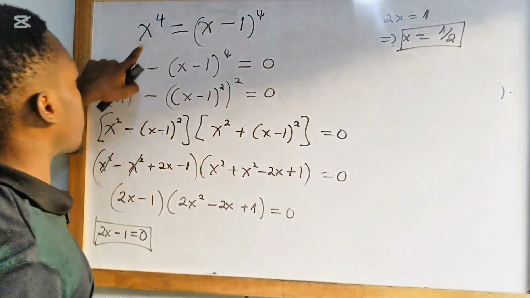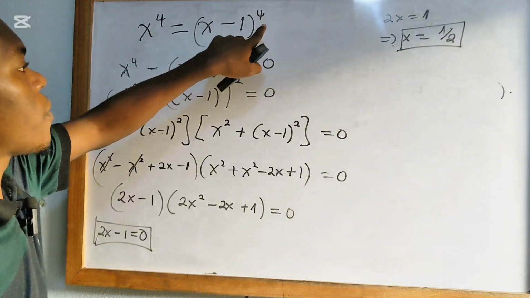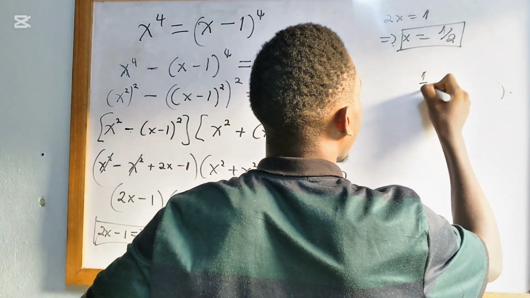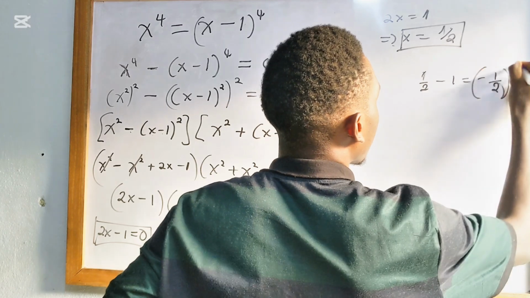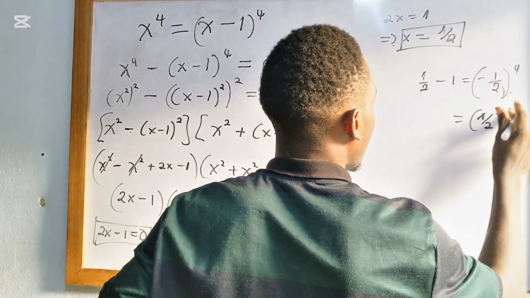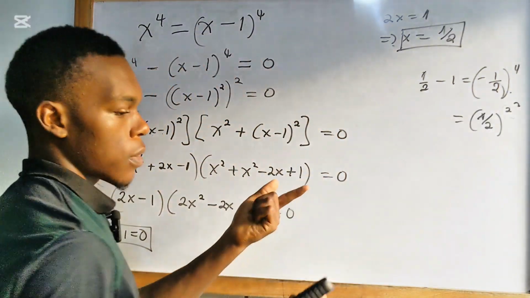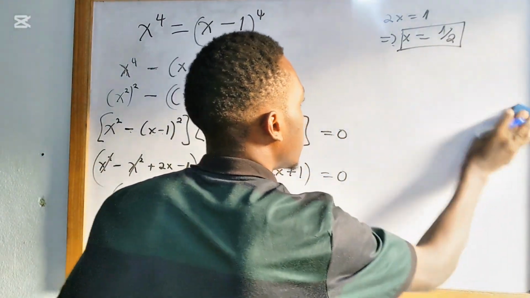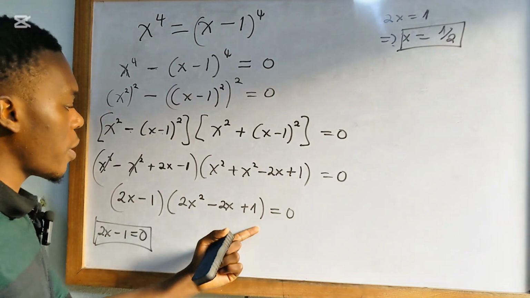If it was with half here, half to the power 4 is the same thing as half minus 1 to the power 4, because half minus 1 is equal to minus half. And minus half to the power 4 is the same thing as half to the power 4, because negative 1 squared is equal to 1. Hence half is the answer. You can solve for the other values of x from here.